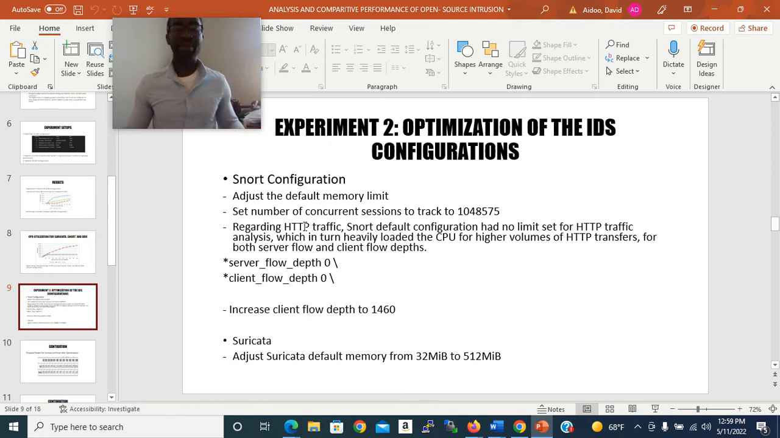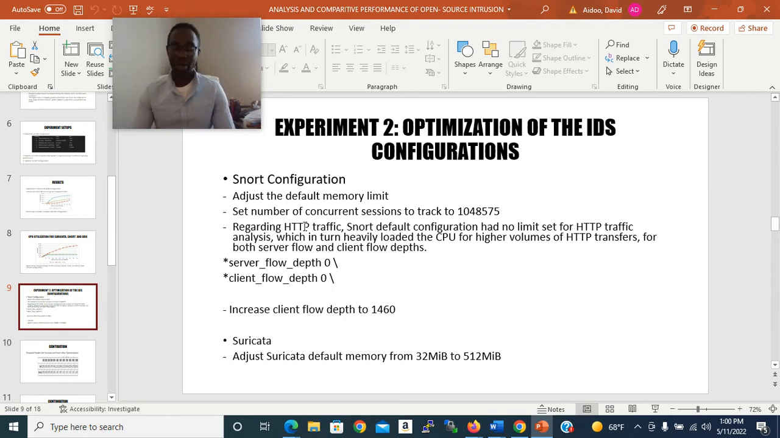Regarding the HTTP traffic, Snort's default configuration had no limit set for the HTTP traffic analysis, which in turn heavily loaded the CPU for higher volumes of HTTP transfers for both server flow and client flow depth. The Snort manual shows that Snort's default values for client flow and server flow depths are 300 bytes. This basically tells me that Snort IDS can only inspect the first 300 bytes of server response and client request packets.